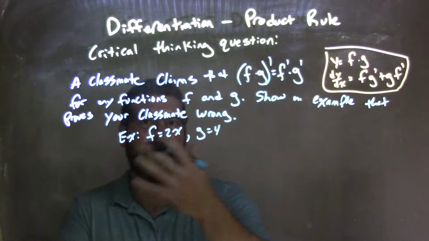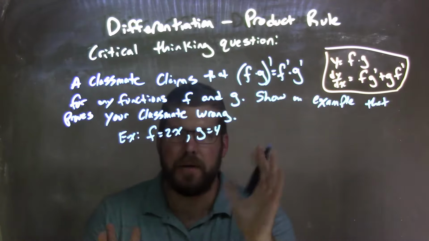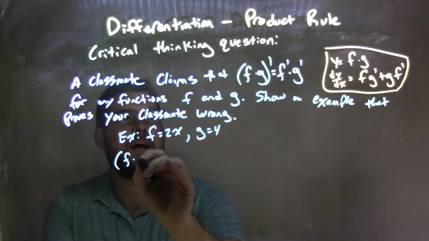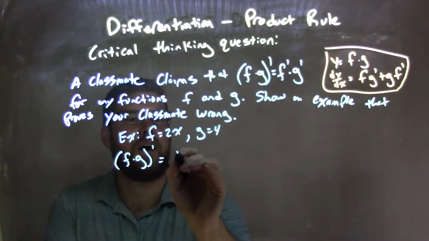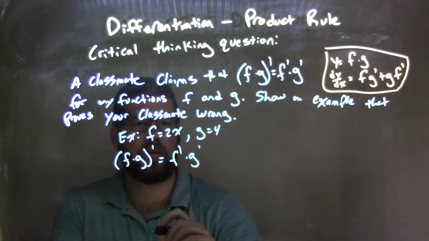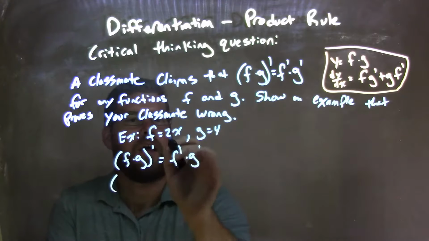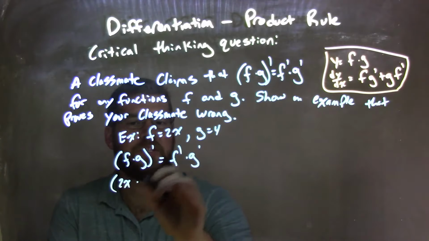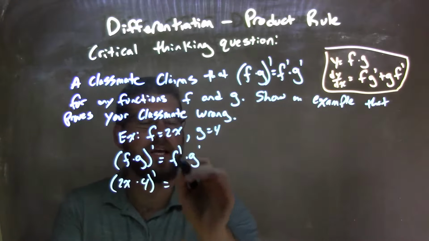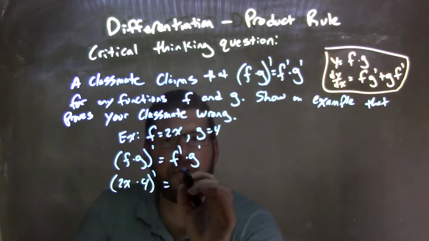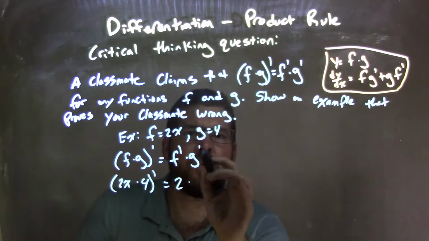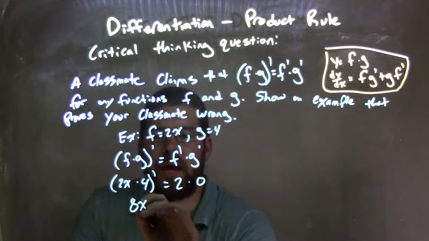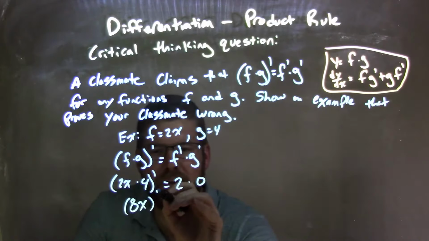So by our classmate's logic, we would say that f times g all prime is f prime times g prime. Well, f times g here, f being 2x, times my g, which is 4. The derivative of f is just 2, and the derivative of g is just 0. Well, 2x times 4 is 8x, and we need to take the derivative of that.